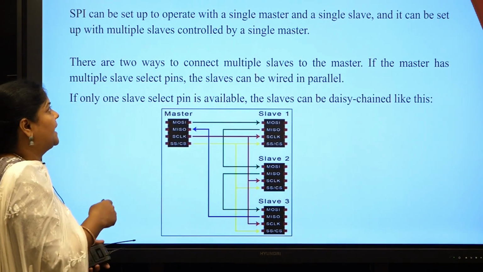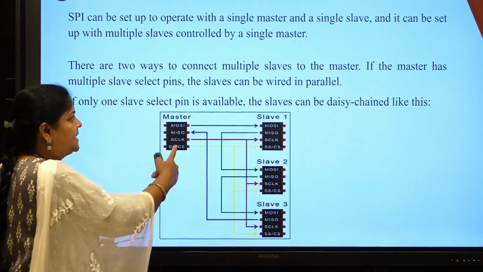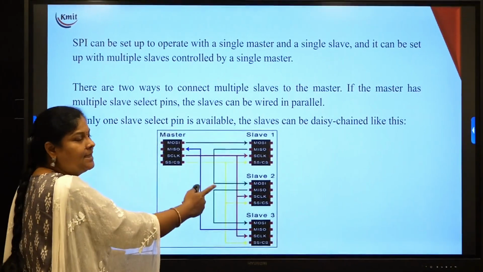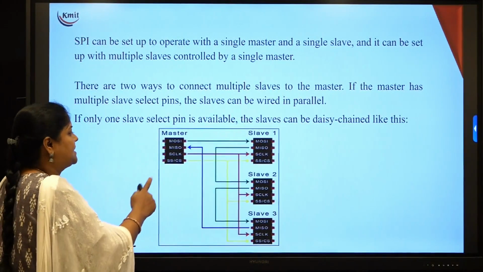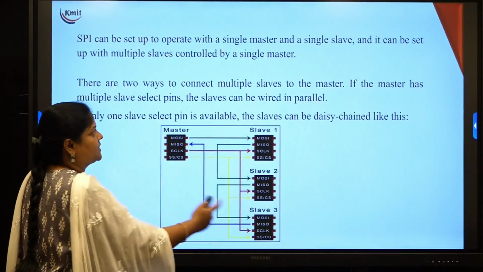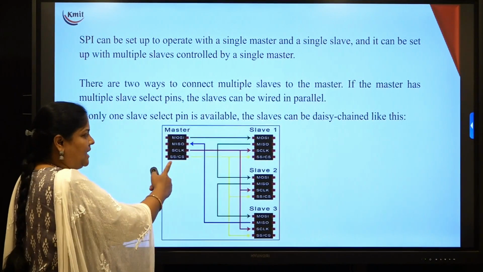Next, SPI can be set up to operate with a single master and a single slave, and it can also be set up with multiple slaves controlled by a single master.